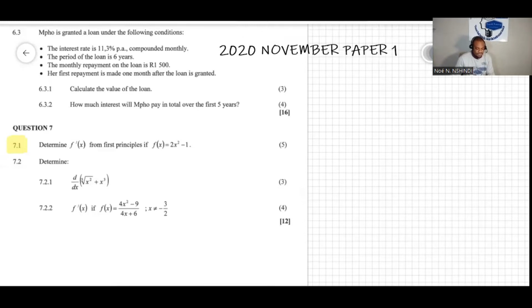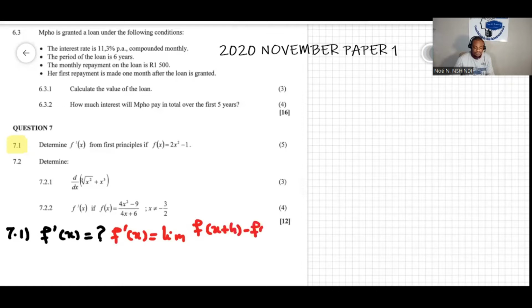Okay, 7.1. So we are looking for f prime of x, but now we need to find it from the first principle. The first principle says that the first derivative, or f prime of x, is equal to the limit of the difference between f of x plus h minus f of x, all over h, as h approaches 0.